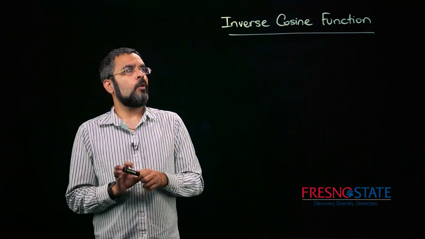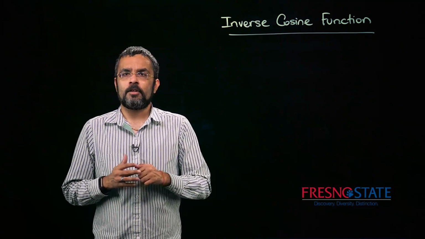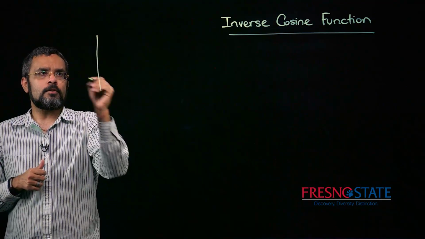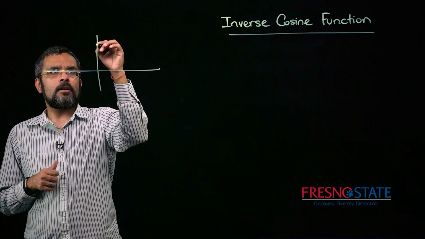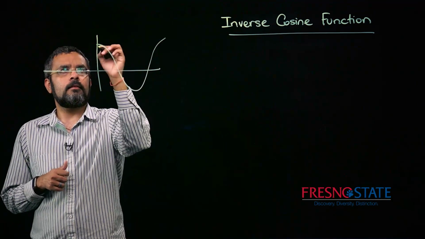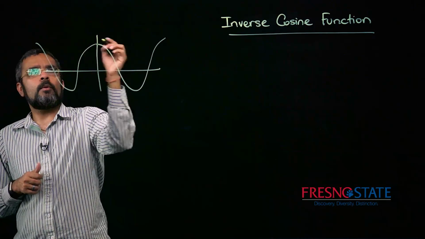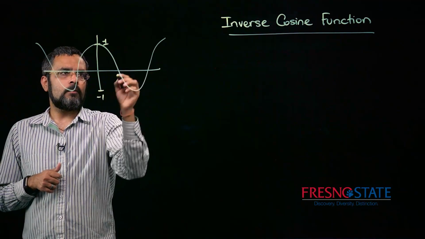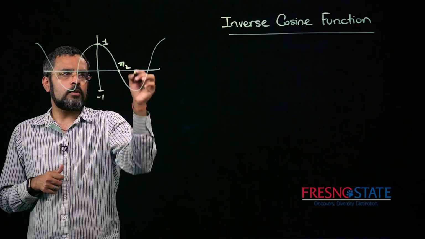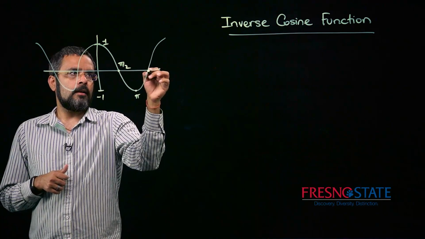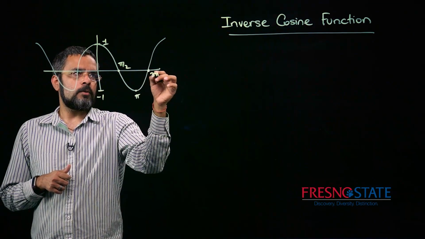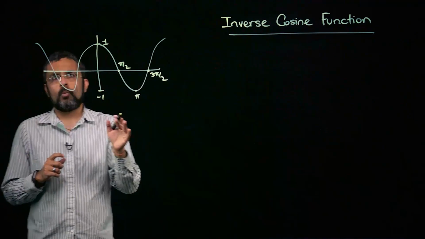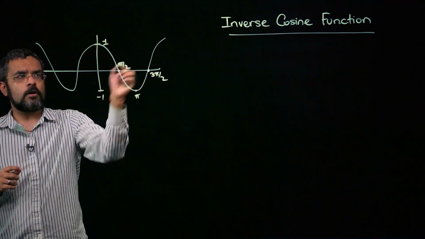Hey everyone, we're going to look at the inverse of the cosine function in this case. Now again, if you remember, the graph of cosine is very similar to the graph of sine, and it goes somewhat like that, right? With this value being 1, this value here being -1, this being pi over 2, pi, 3 pi over 2, and so on.